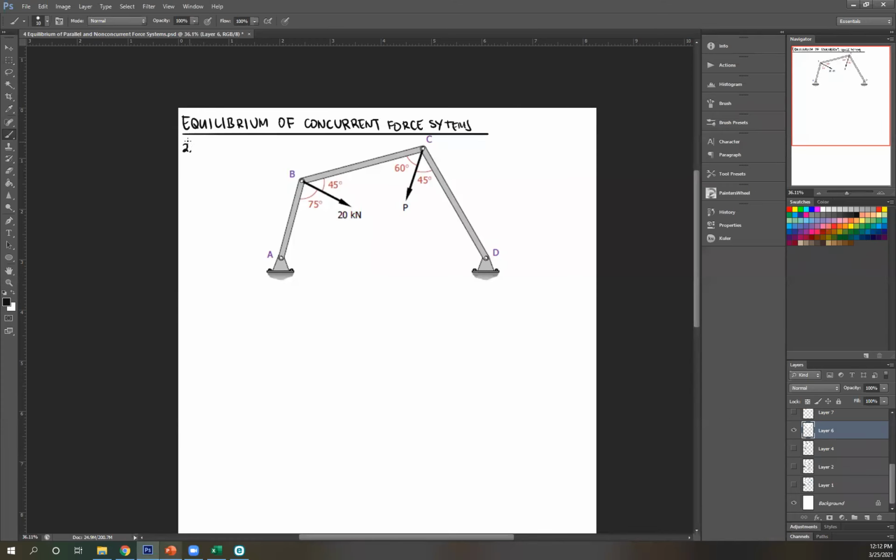So what you're gonna do first, you have your figure, right? You're gonna create your free body diagrams. So let's start with that. I'm gonna start with pin B. Whenever you're given a truss like this or a frame, you're gonna create free body diagrams at these pin supports. In our case, I'm gonna start at B.